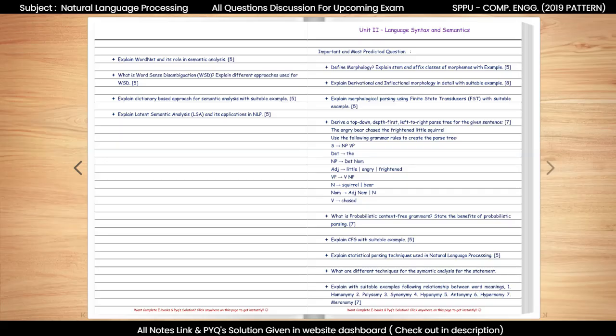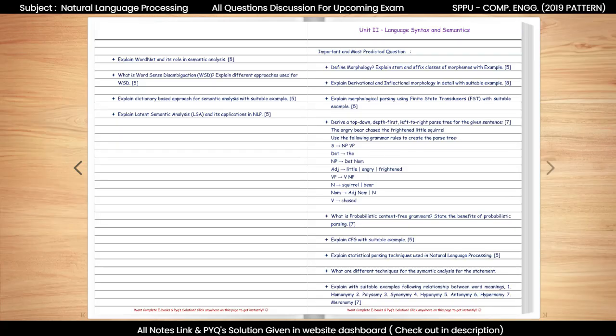This second noun phrase again starts with the determiner the, followed by nominal. This nominal includes the adjective frightened, followed by another nominal that includes the adjective little, and finally the noun squirrel. This step-by-step expansion follows grammar rules in a top-down and left-to-right manner.